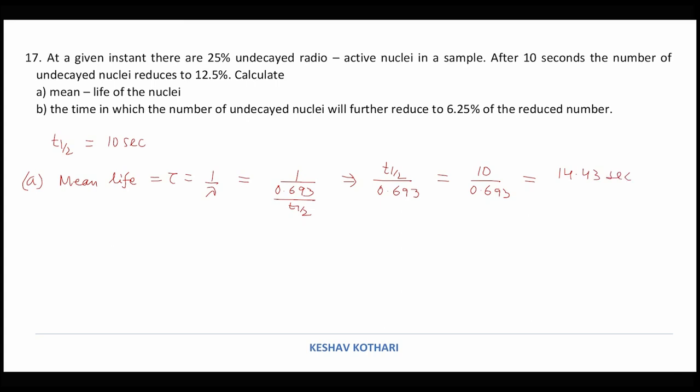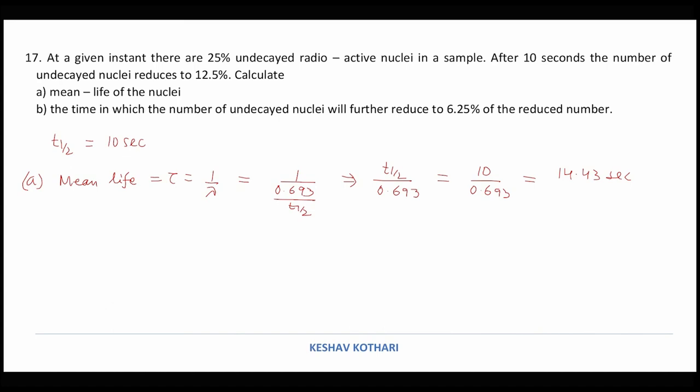Now the question is asking the time in which the number of undecayed nuclei will further be reduced to 6.25% of the reduced number. So of this reduced number, we want 6.25%. If you just look at the problem, you can clearly say that over here the decay is taking place from 25% to 12.5% in 10 seconds. So of this reduced number, it is to decay to 6.25%. So I can say that it will take 3 more half-lives. So the answer must be 40 seconds.